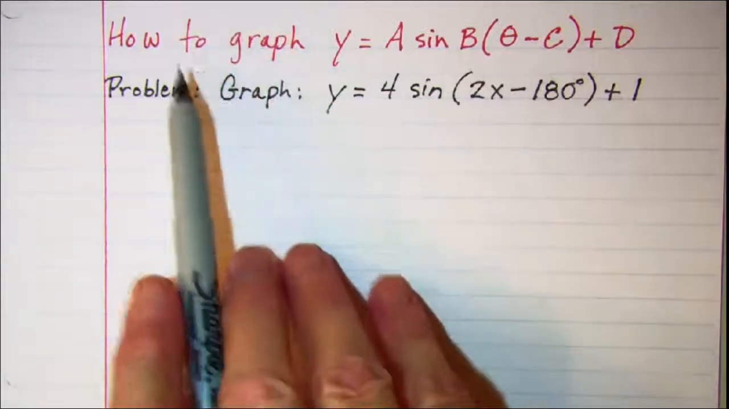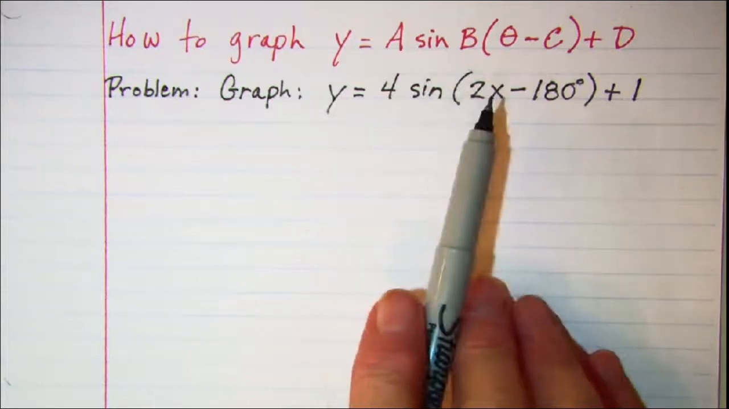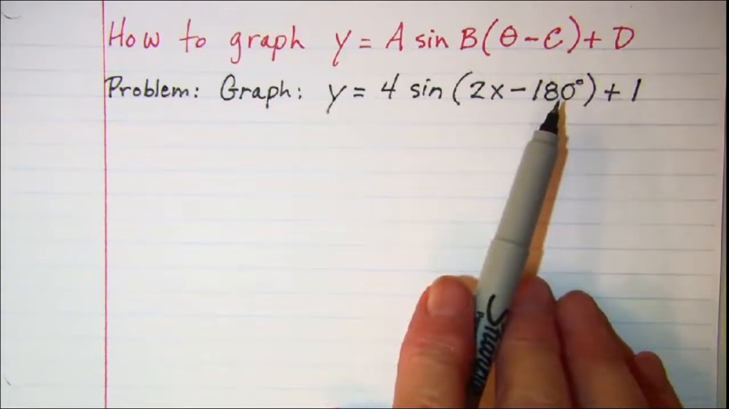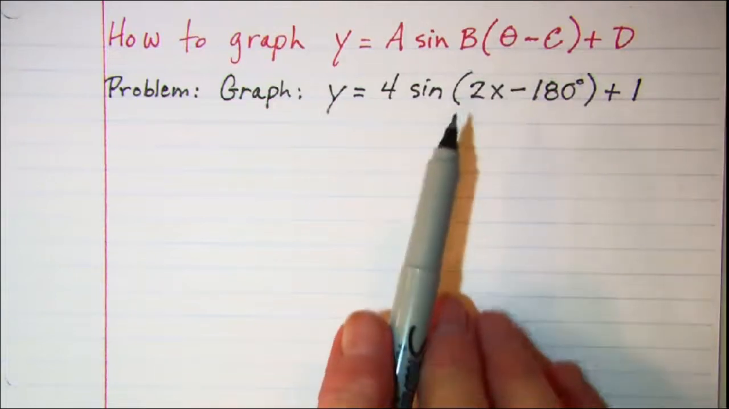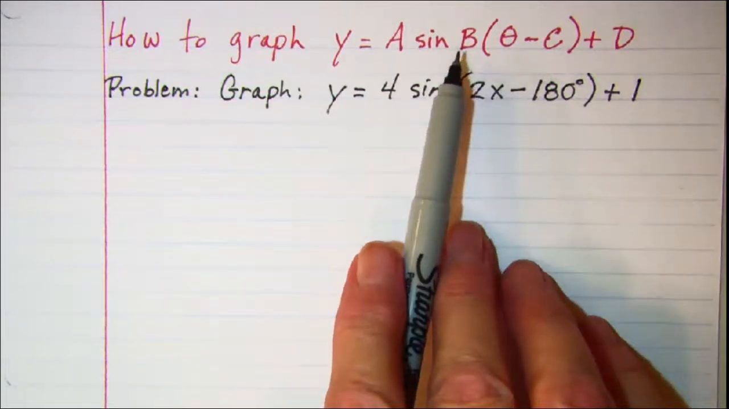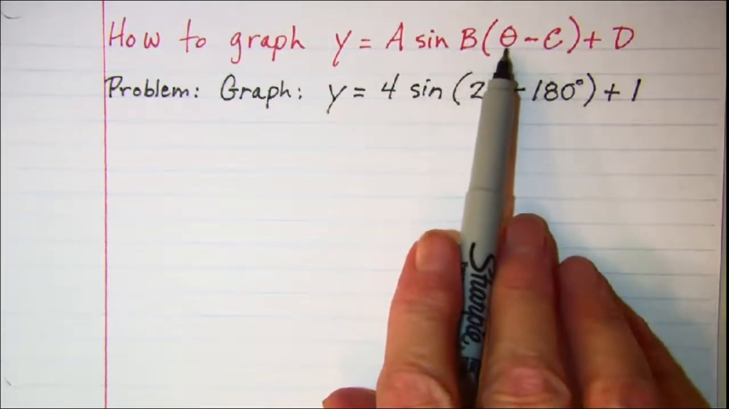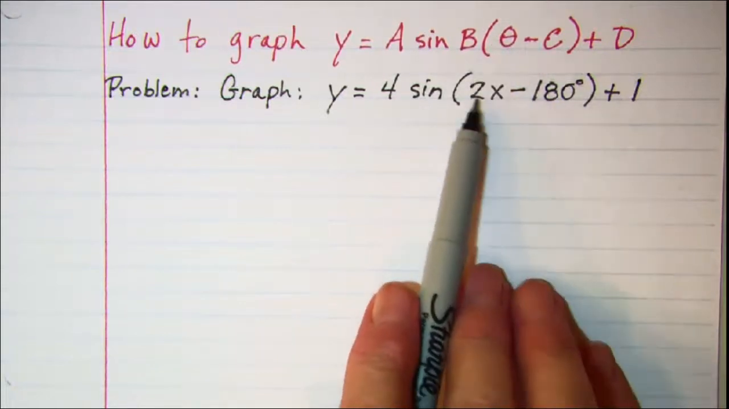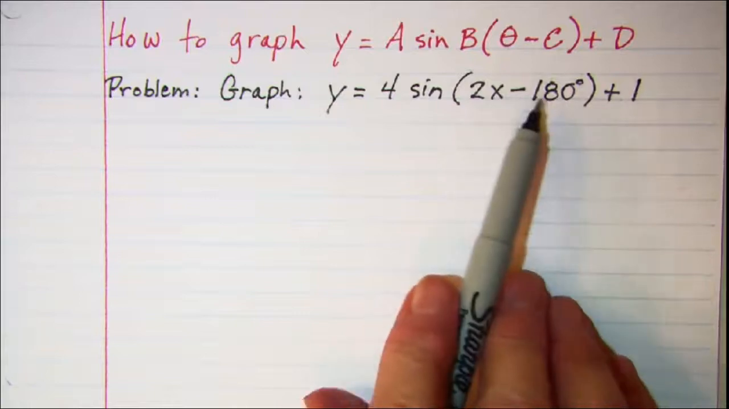In this video, we'll look at how to graph the sinusoid y equals 4 sine of 2x minus 180 plus 1. Now you'll notice that we're in degrees, and we also use the variable x instead of theta. And we'll also notice, first thing, that my b is not factored out. Notice here that the variable theta has a 1 coefficient, and in this case x has a coefficient of 2. So the very first thing that you want to do is factor b out of this quantity.